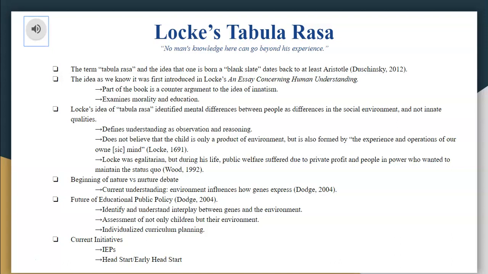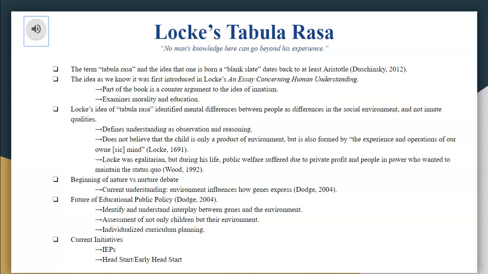Tabula rasa is a Latin term that means blank slate. The idea that the mind is a blank slate at birth dates back to at least Aristotle and Thomas Aquinas. Locke's concept of tabula rasa, the concept most associated with the phrase in philosophy and psychology, was introduced in An Essay Concerning Human Understanding, written in 1691.